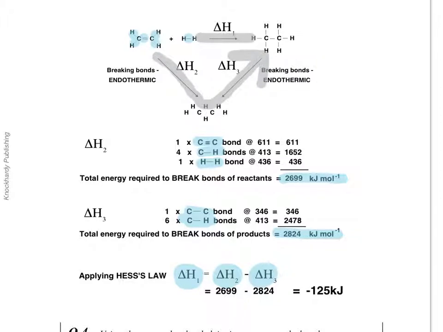That means when we take our bonds broken, 2699, and then take away these bonds here, 2824, we get a sum total of minus 125 kilojoules per mole, it should say on the end there, because it should always be in kilojoules per mole, and that is your enthalpy change of reaction.